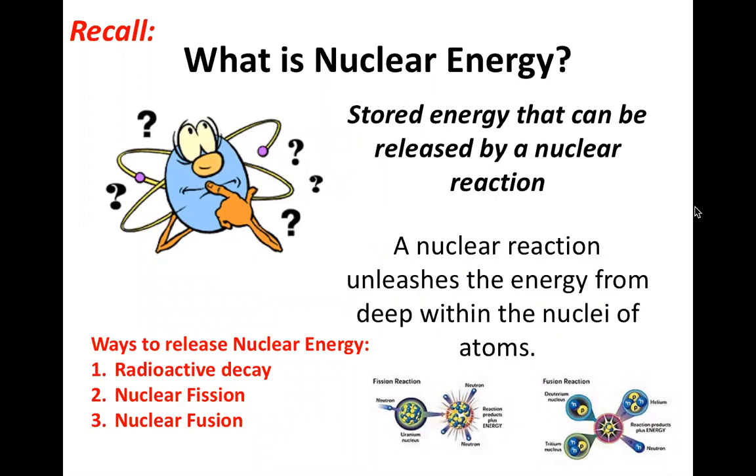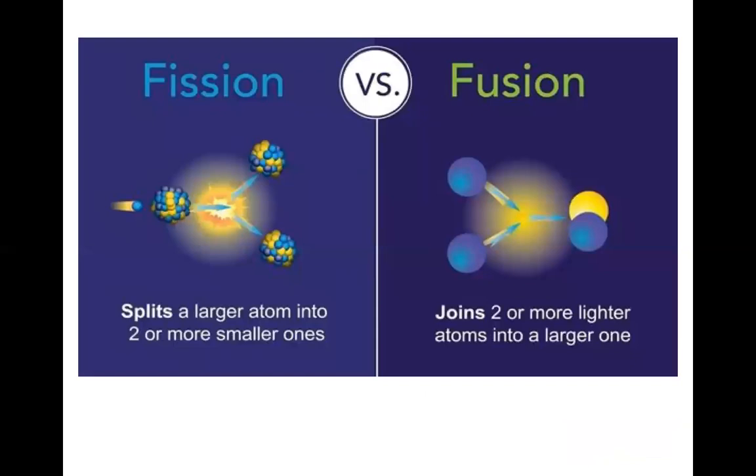So recall that nuclear energy is stored energy that can be released by a nuclear reaction, and that a nuclear reaction unleashes the energy deep within the nucleus. There are different ways to release the nuclear energy: through naturally occurring radioactive decay, which we talked about in the last video, or through nuclear fission, which we're going to talk about a lot today, and nuclear fusion, which we're going to talk about a little bit today.